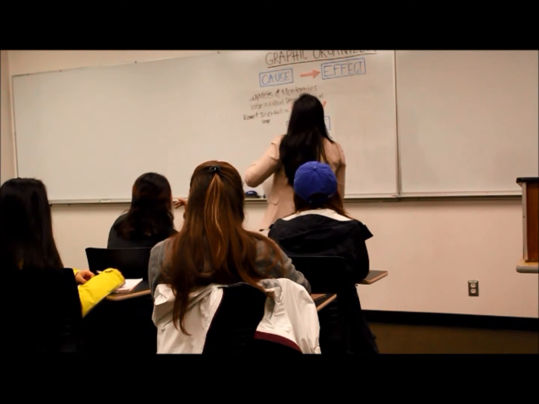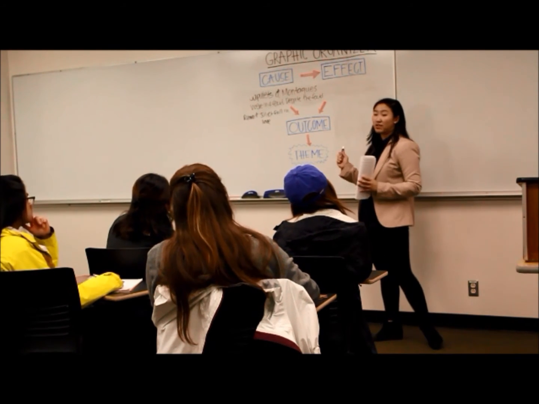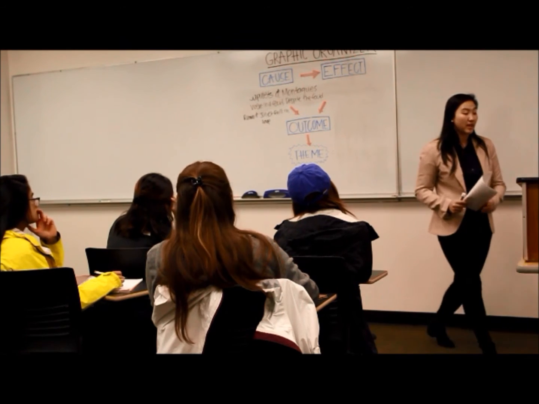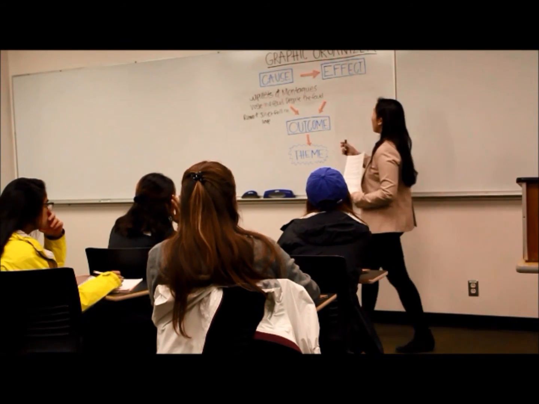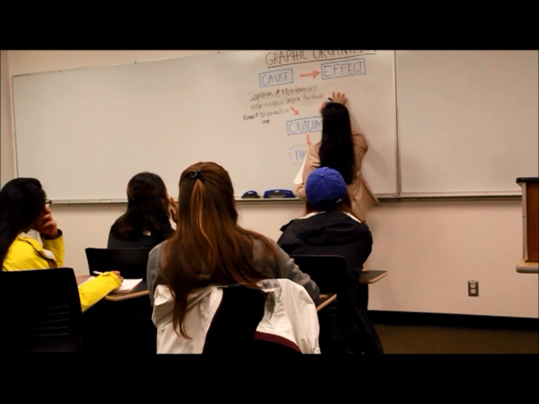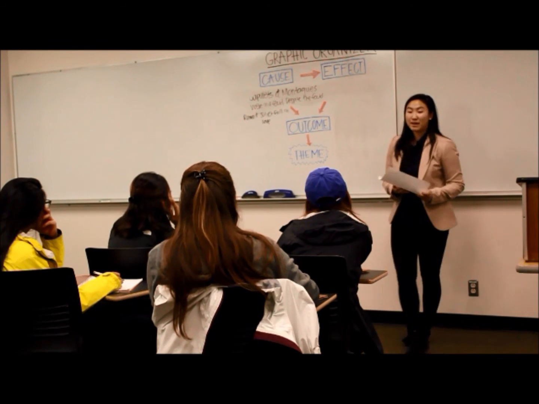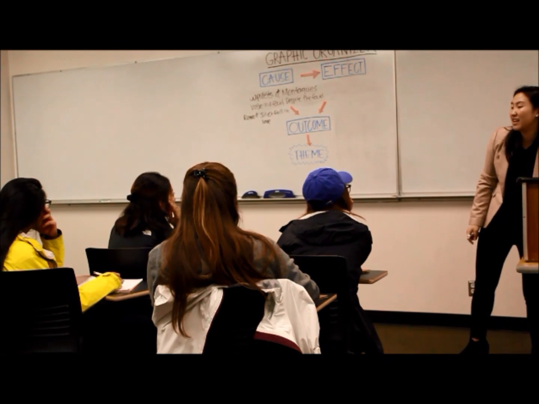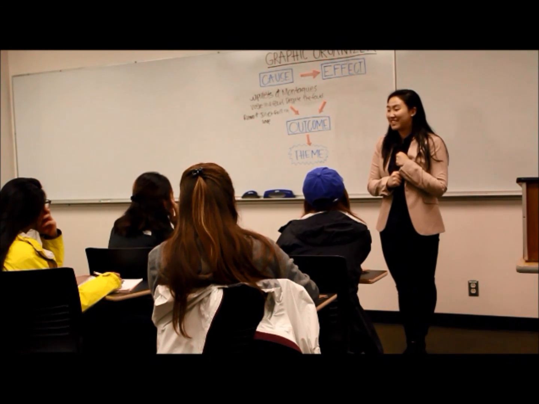Now, for homework, I would like all of you to use a cause and effect graphic organizer to determine the theme in this passage that I'm about to give you. Remember to fill in the cause, the effect, and the outcome, and then you'll find out what the theme is. Don't forget to pick one up before you leave, and if you have any other questions, be sure to come see me after class. Thank you.